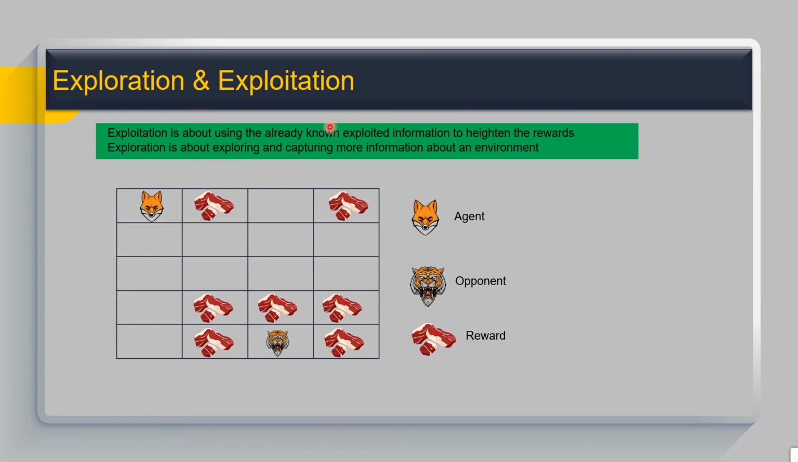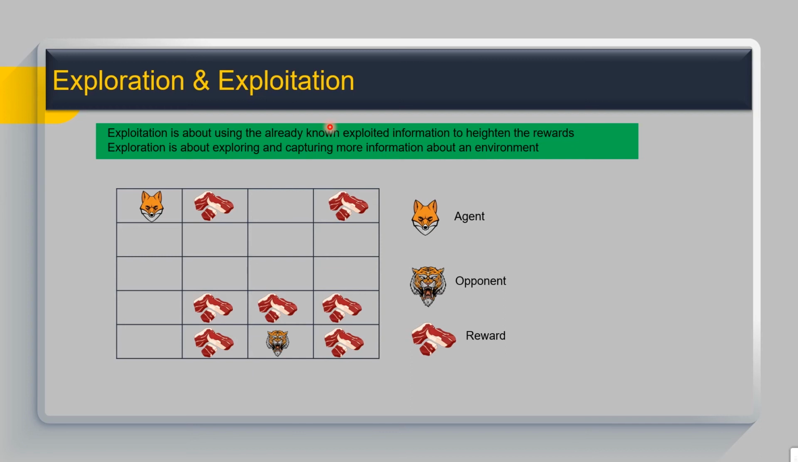Now here, the fox eats only the meat chunks which are closer to him, but he does not eat the meat chunks which are closer to the tiger. Even though they might give him more reward, he does not eat them. If the fox only focuses on the closest rewards, he will never reach the big chunks of meat. This is what exploitation is about.